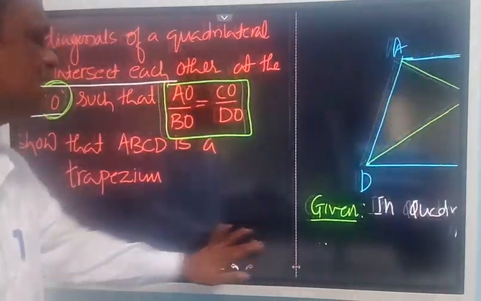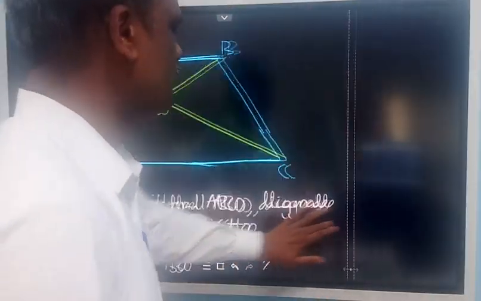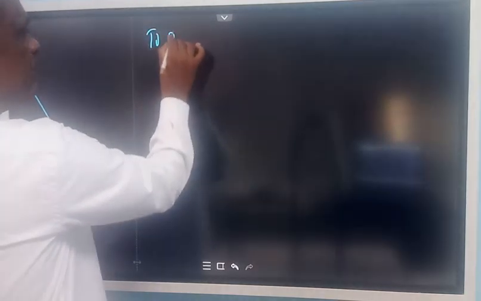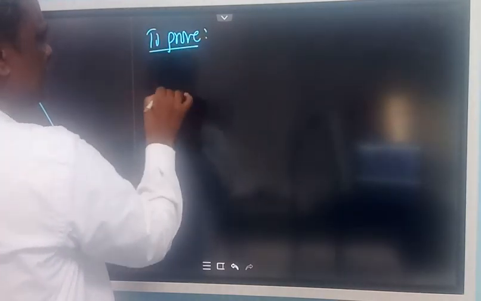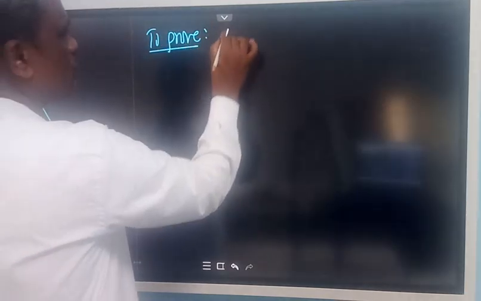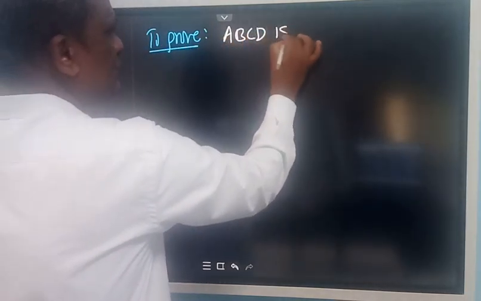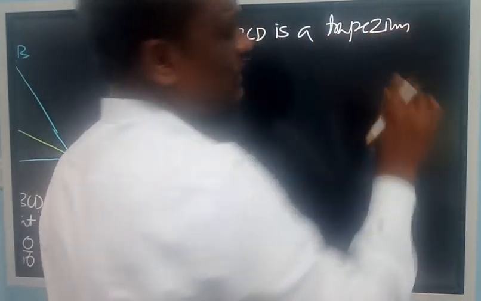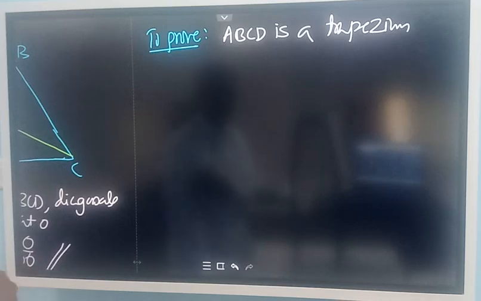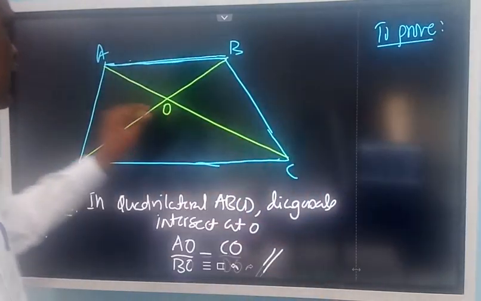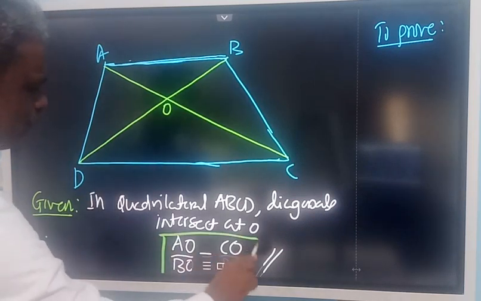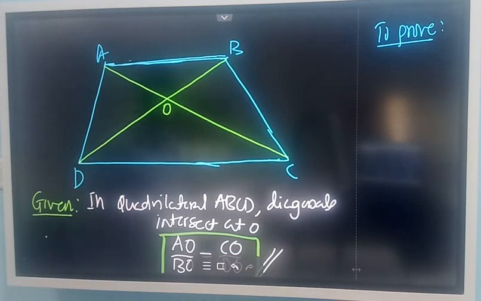You have to prove that ABCD is a trapezium. To prove that, we have to prove that ABCD is a trapezium. So I have to show that ABCD is a trapezium. To show that, I should show that one pair of sides are parallel. So here I have to show that AB is parallel to DC. That much I have to do now. So here what is given, look at this, it is like the proof of the previous question.